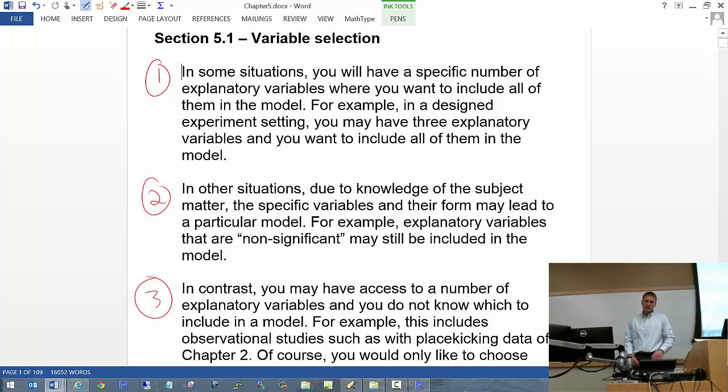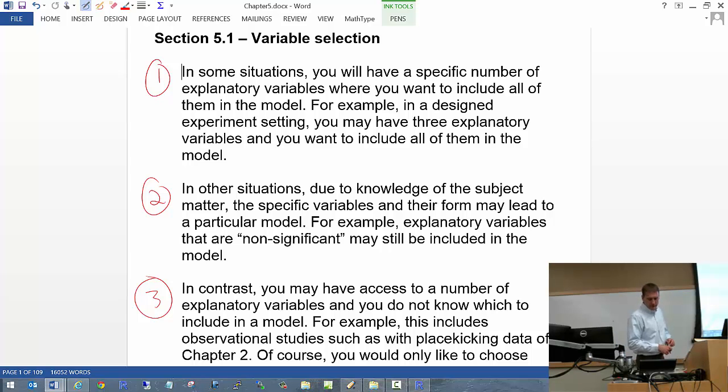So the first one, in some situations, you will have a specified number of explanatory variables, and you need to include them all in the model. For example, taking Stat 802, you talk about experimental design. You have a designed experiment where you have, let's say, maybe 3 factors. Well, you're going to have to include variables that represent all 3 factors in your model. So in that particular case, you cannot necessarily select which variables to include. You need to include them all.